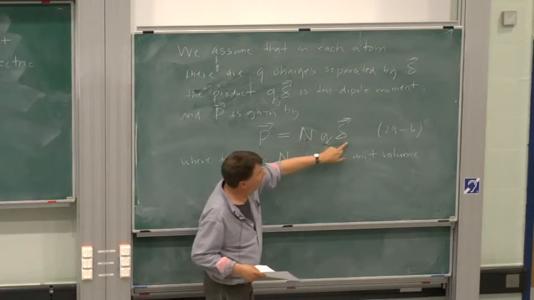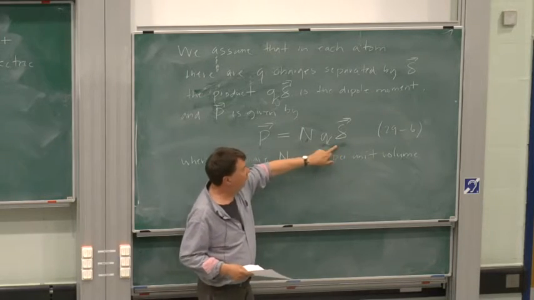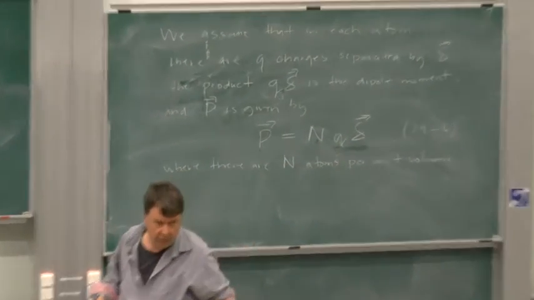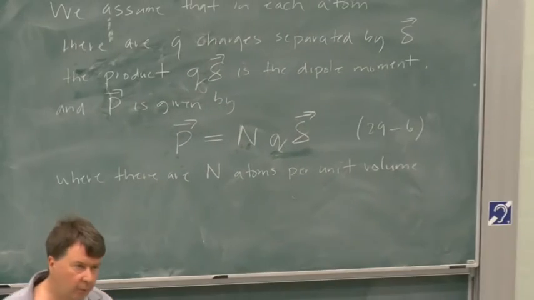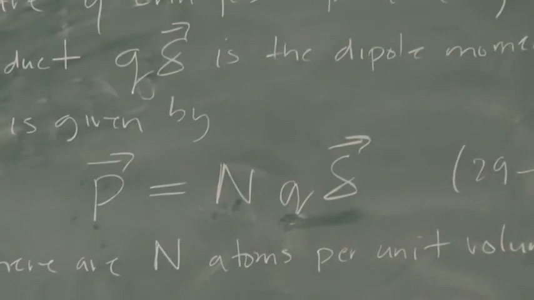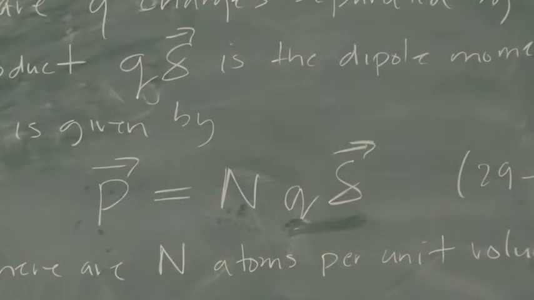Now, of course, that's other factors being equal, and some atoms are easier to polarize than others. If you've got helium, where the electrons are really tightly bound to the nucleus, this is also going to be tiny.